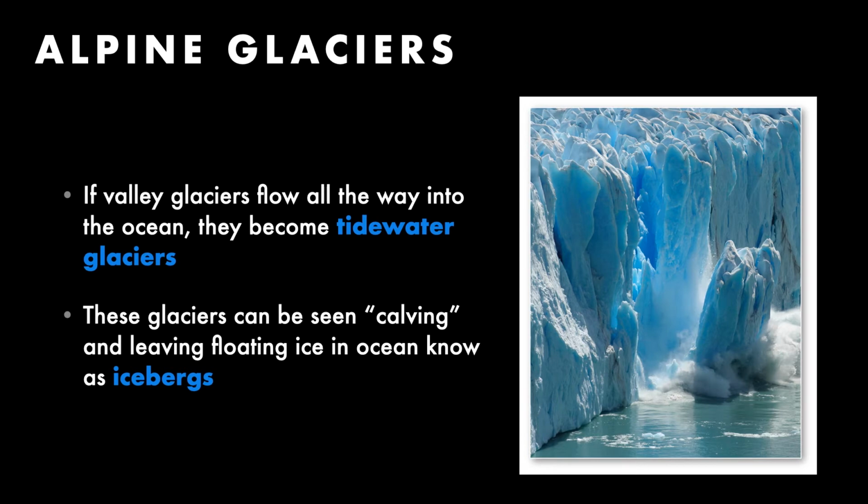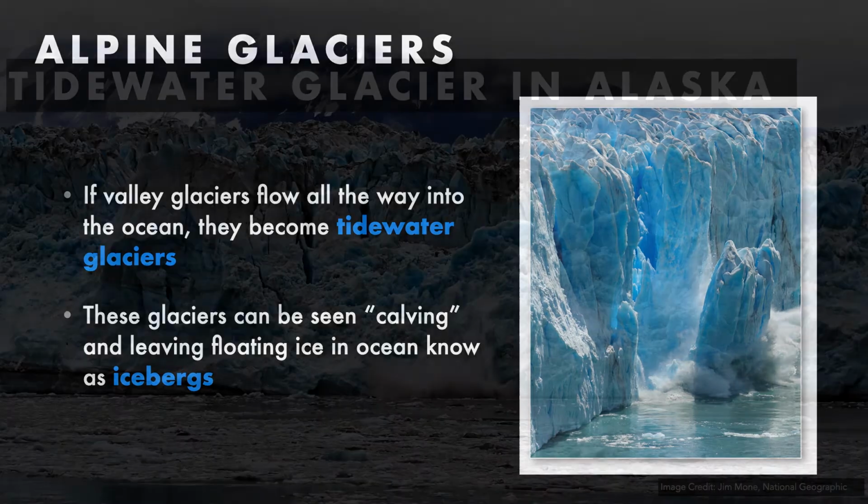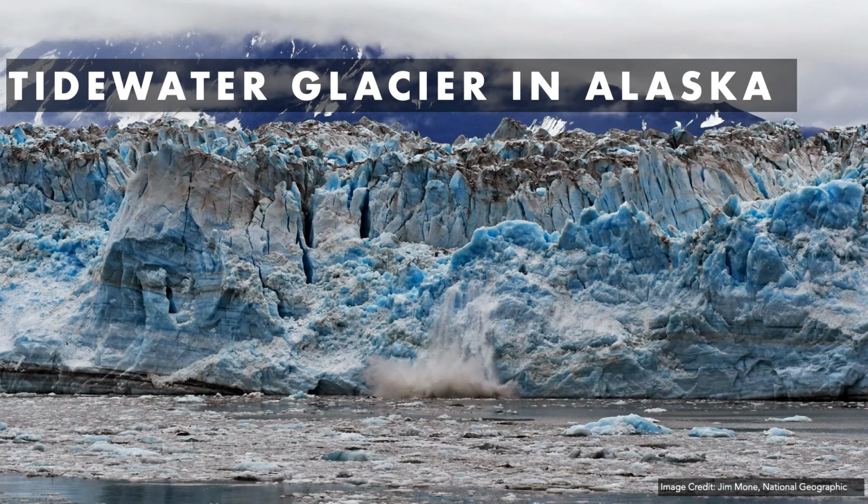And these glaciers can be seen calving, so that's the expression. And that's when you get this breaking off of ice into the ocean, and this floating ice, of course, becomes what we call icebergs. So here in this image, you can see this column that will break eventually into hundreds of small icebergs. Here's an image of a tidewater glacier in Alaska, and there's a lot of footage on YouTube that you can find of calving events, and they can be either really dramatic or they can be a little bit slow and take place over time.